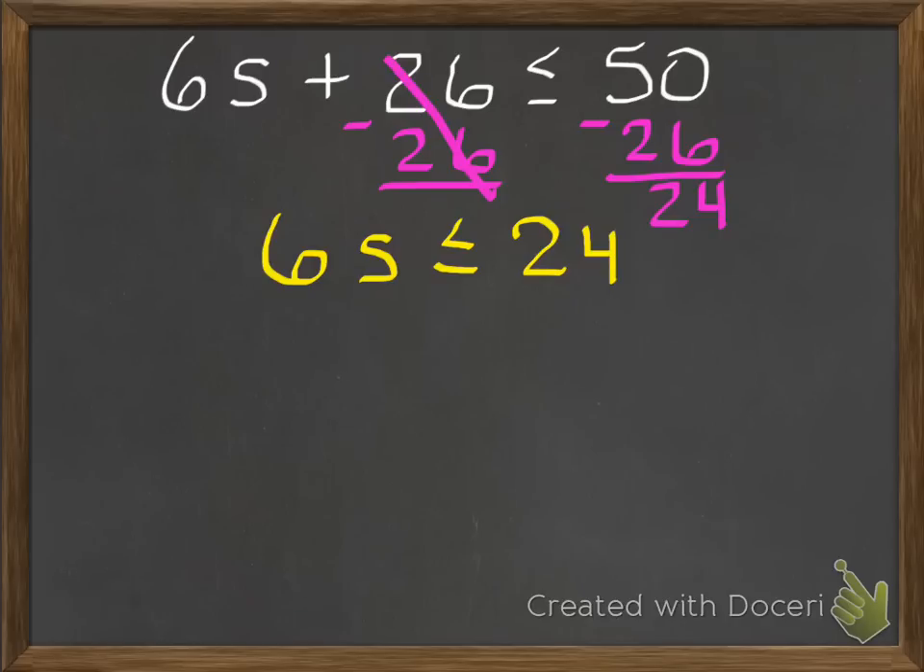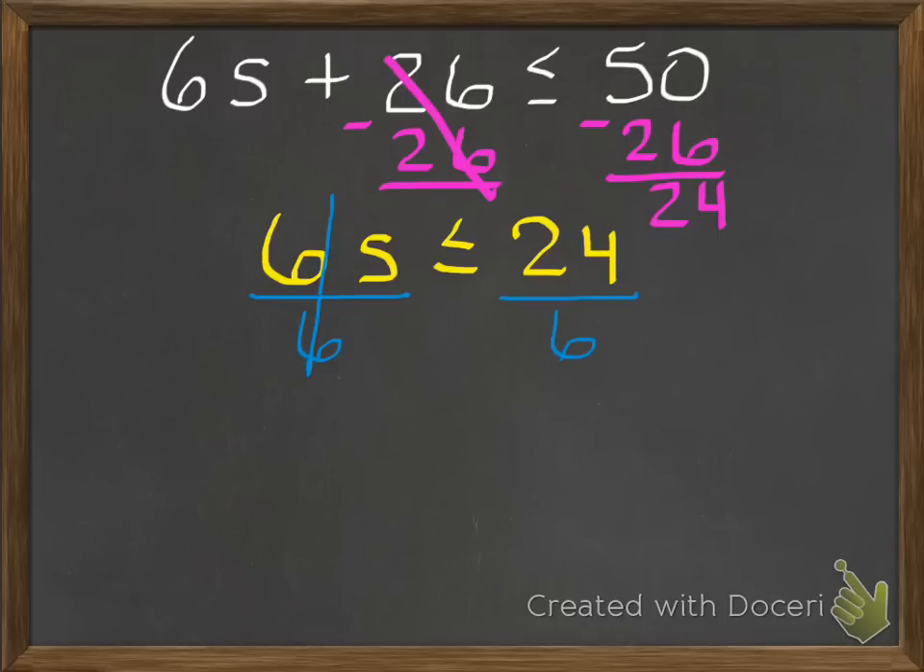So now on the next line, we're going to go ahead and do the inverse operation. So what's our variable? Our variable is s. How do we get s alone? We need to divide both sides by 6 because remember when you have a letter and a number next to one another, that means to multiply. So to undo multiplication, you're going to divide.